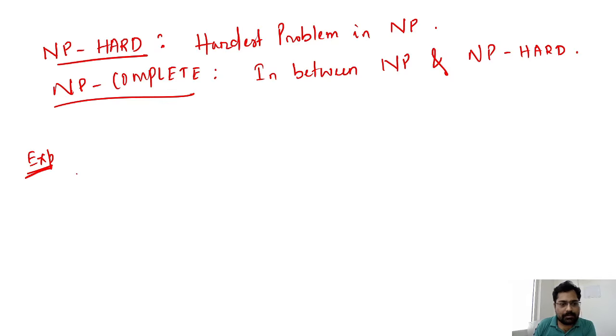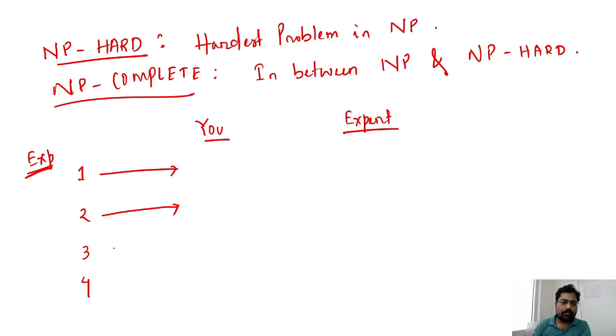As an example, there are four examples I'm giving you: first, second, third, fourth. One is you, another is an expert shooter. Suppose in the first case, as per the probability, we are deciding now. Whatever we have studied, now we are summarizing in P, NP, NP complete and NP hard. So just listen carefully, this is a summarization of it.